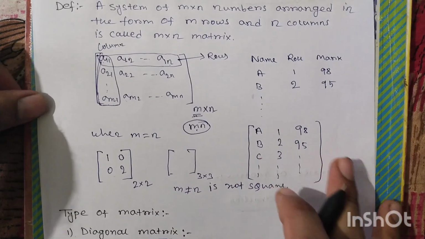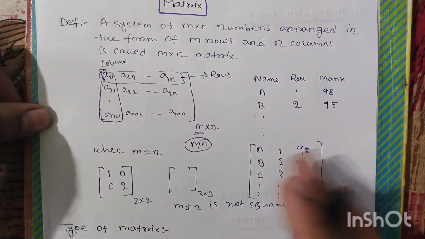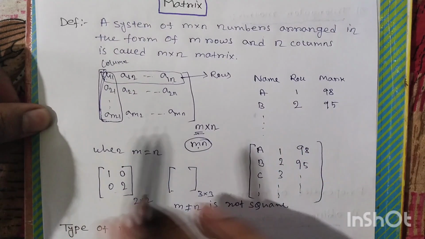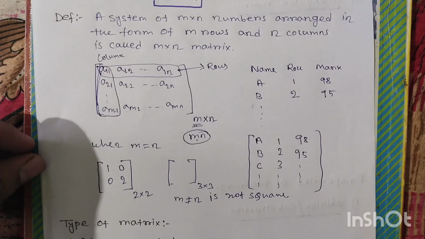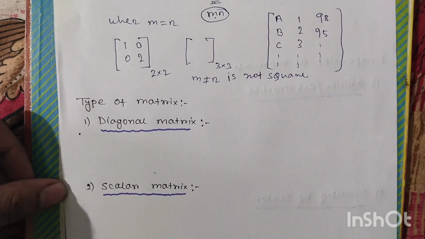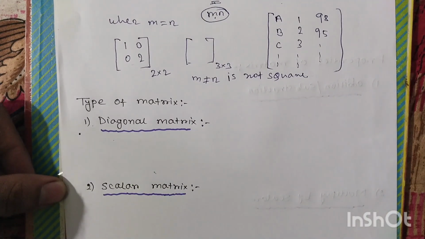Okay, this is all about the matrix definition. First, a matrix is nothing but an arrangement of numbers. There are so many applications of matrices. Now let's go to the types of matrices. First type, diagonal matrix.